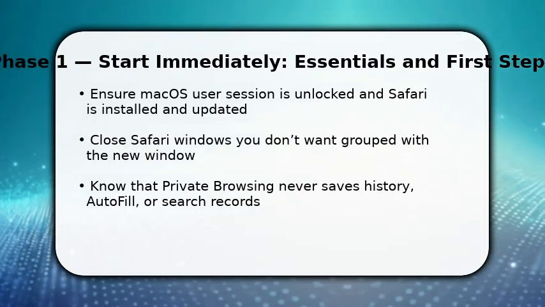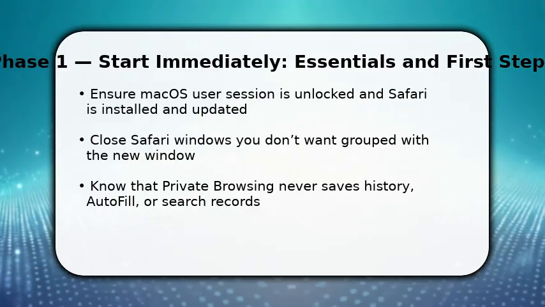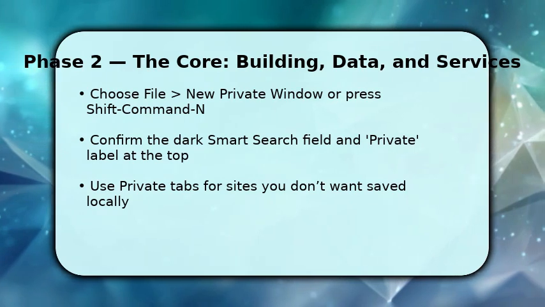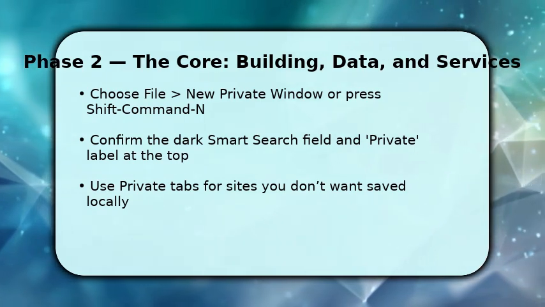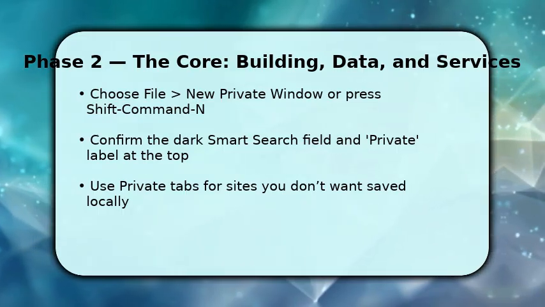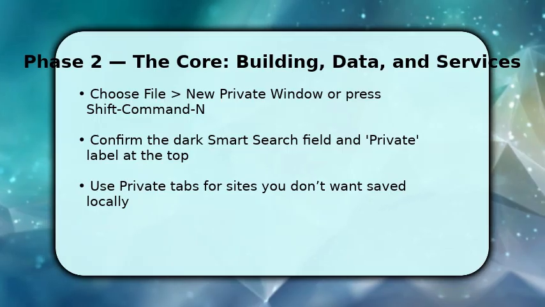Next, move to the menu bar and prepare to open a fresh private window. That's your first real step in the process. You now open the private window using File then New Private Window, or press Shift-Command-N to be faster. Once done, make sure the Smart Search field looks darker and shows the private label. This visual cue tells you Safari is no longer saving history.